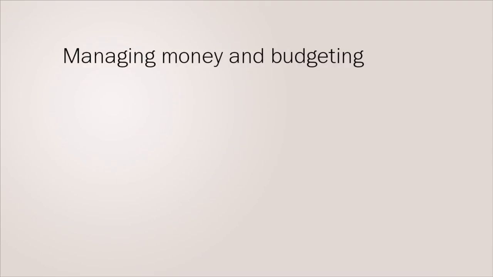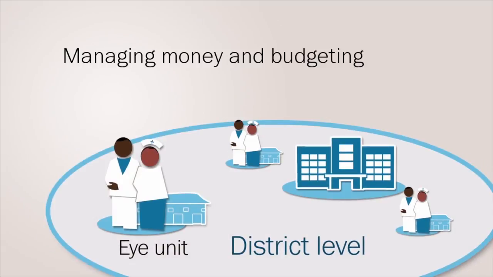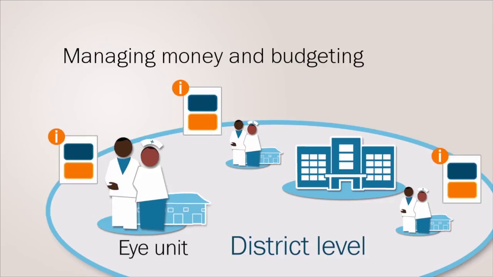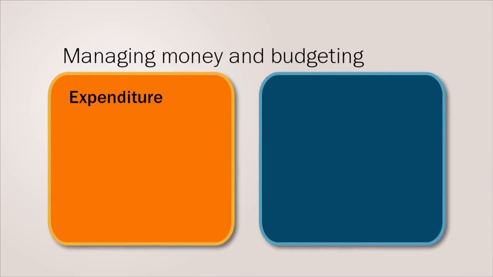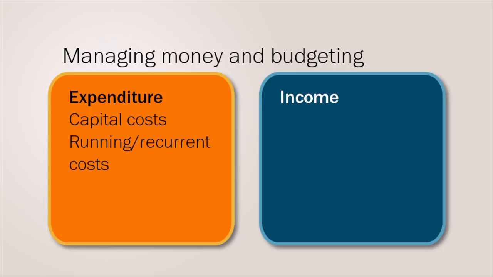Managing money and budgeting. Eye care programs are integrated into district health services. Planners and managers need to present a budget for their programs to those who allocate funds, whether they're government or external donors. Budgets list expenditure, outgoings or costs, and income. Under expenditure, budgets include capital and running costs. Capital costs are one-time costs. They include items such as buildings, vehicles, and equipment. Running or recurrent costs include items such as salaries, consumables, and overheads.